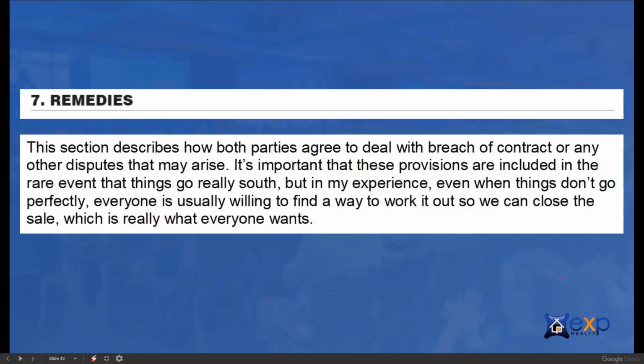Okay, remedies. I'll tell you what, it is now 9:57, and this is probably a good spot to halt, and we can go into the remedies section.